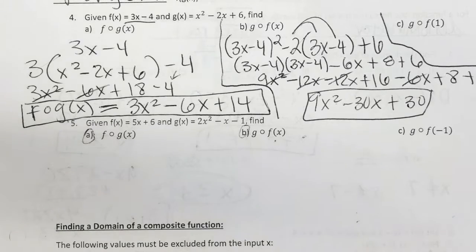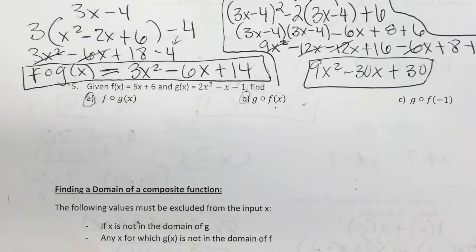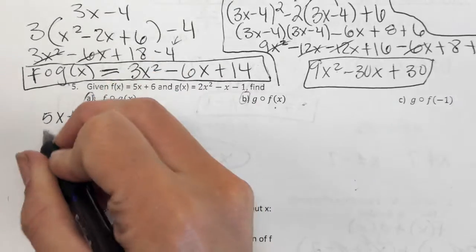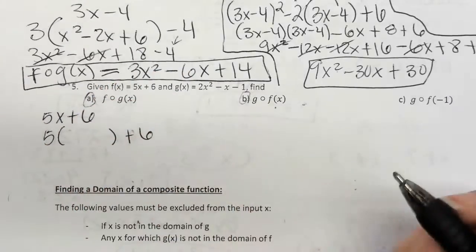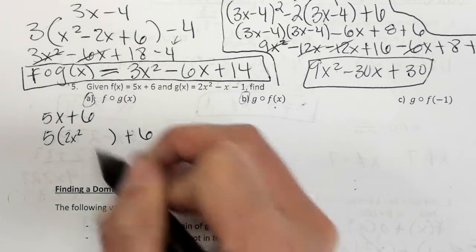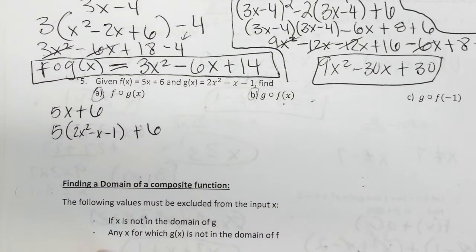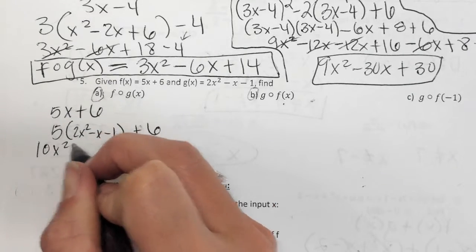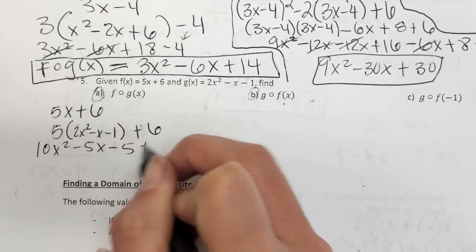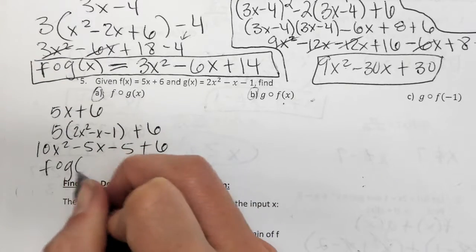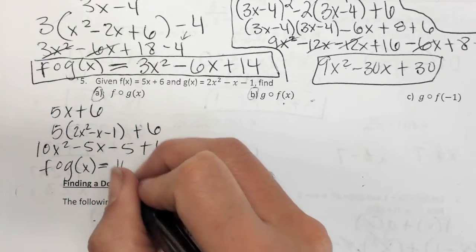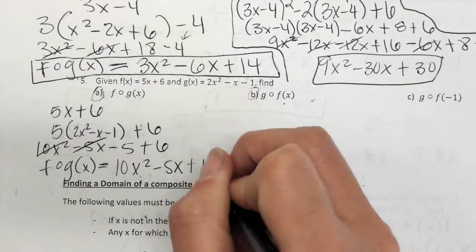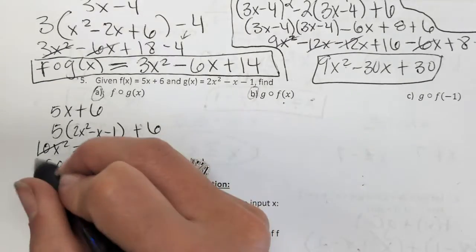Alright, so here are the answers for A and B. For this one, you're finding F of G. So here's my F function. I'm going to replace x with 2x squared minus x minus 1. And now I just have to clean it up. So I would distribute the 5 to all terms. That would make 10x squared minus 5x minus 5 plus 6. Now I just combine like terms. That'll give me 10x squared minus 5x, because these don't have friends, and then plus 1, because 6 minus 5 is going to be that 1.